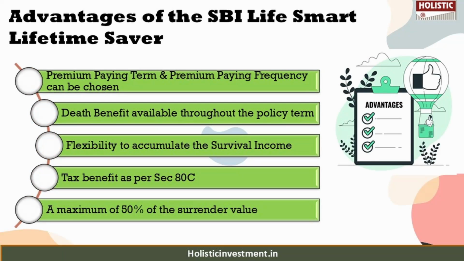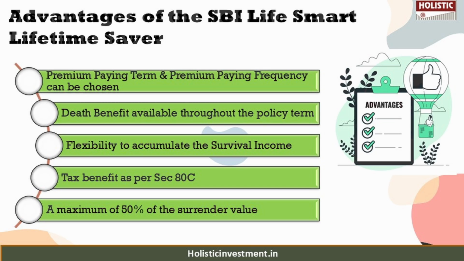Now let's take a look into the advantages. Your premium paying term and premium paying frequency can be chosen as per your convenience. The death benefit is available throughout the policy term, that is till the age of 100 years. There is flexibility to accumulate your survival income and you can also withdraw it at any time during the policy term. And there is tax benefit as per section 80C, and a maximum of 50% of the surrender value can be availed as a loan.